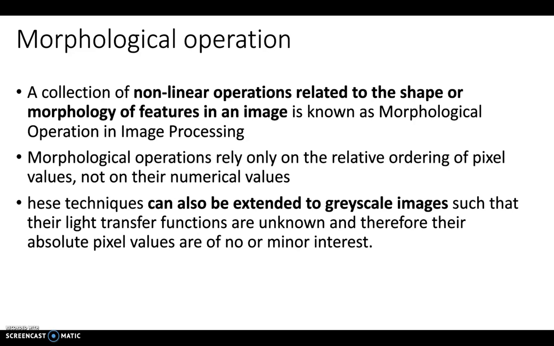A collection of non-linear operations related to the shape or morphology of features in an image is known as morphological operations in image processing. Morphological operations rely only on the relative ordering of pixel values, not on their numerical values. Hence, these techniques can also be extended to grayscale images whose light transfer functions are unknown and therefore their absolute pixel values are of no or minor interest.